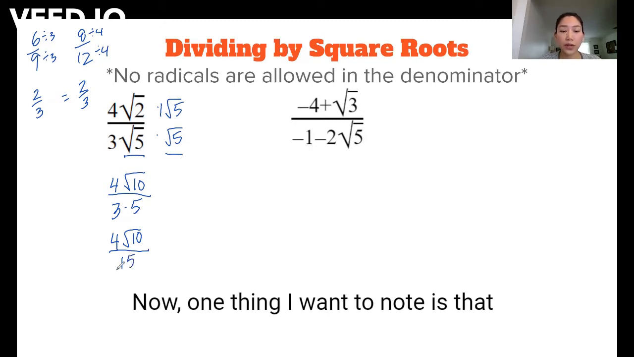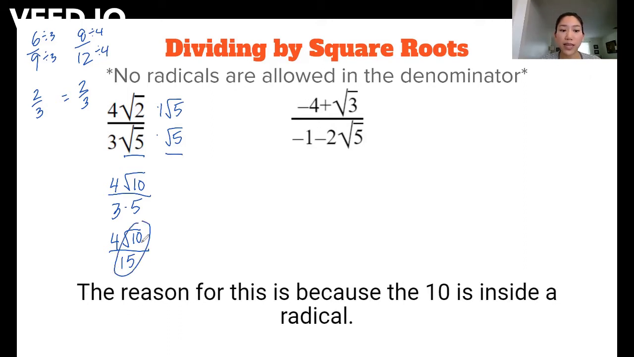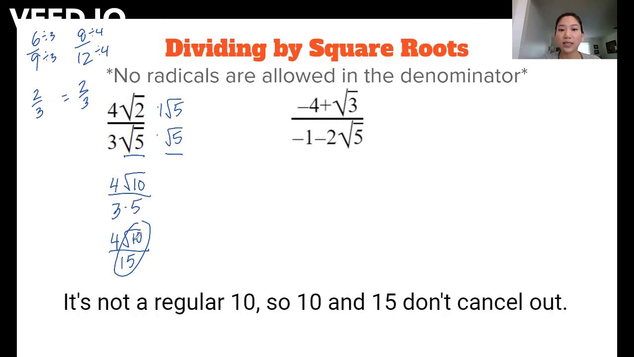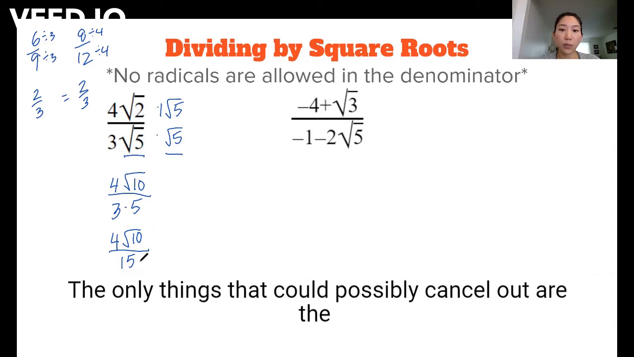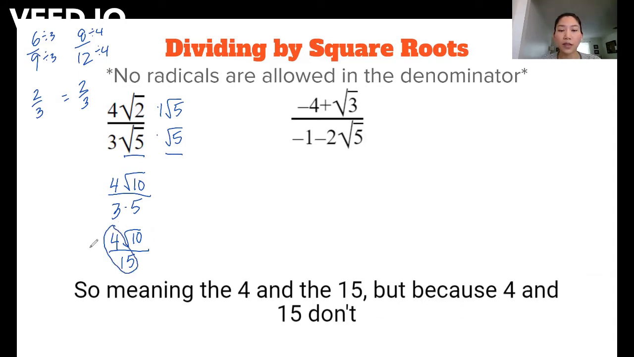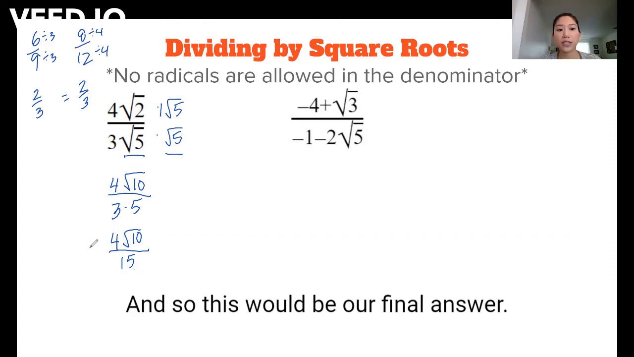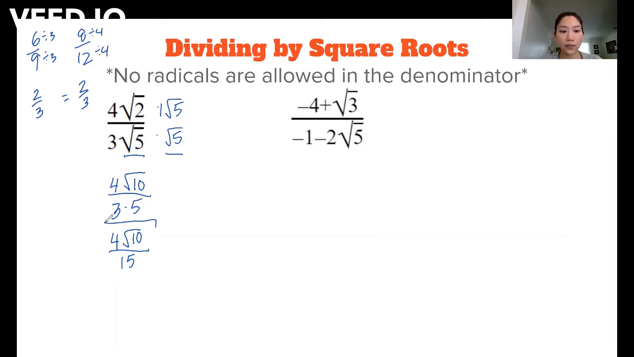Now, one thing I want to note is that it is not the radical 10 and 15 that can cancel out. The reason for this is because the 10 is inside a radical. It's not a regular 10. So 10 and 15 don't cancel out. The only things that could possibly cancel out are the regular numbers with the regular numbers. So meaning the 4 and the 15. But because 4 and 15 don't have any common factors, they can't simplify. And so this would be our final answer.